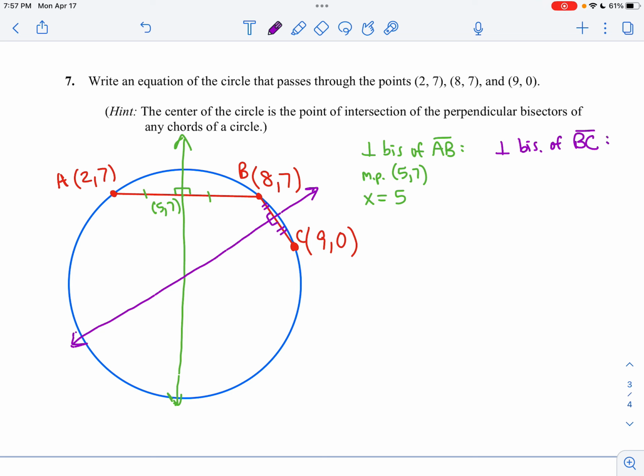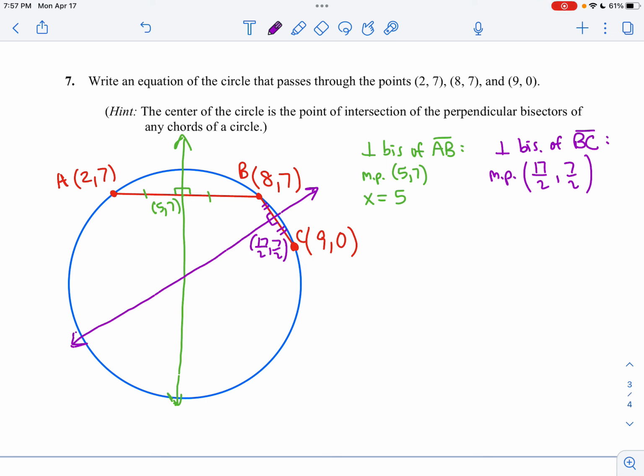We need a point and a slope, so we can get the midpoint. 8 plus 9 is 17, so the gorgeous number of 17 halves. 7 plus 0 is 7 divided by 2, so 7 halves. You could make that a decimal if you want to. I'm going to encourage you, don't be scared of fractions. They're going to keep showing up. All right, and we could label that. We don't have to. If you want to, you can.